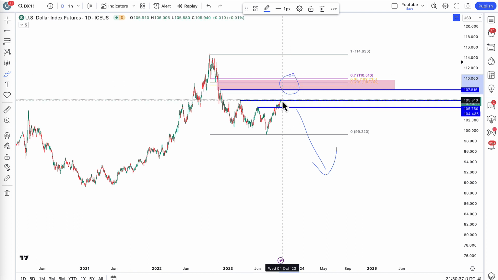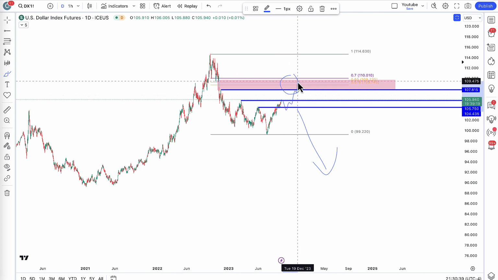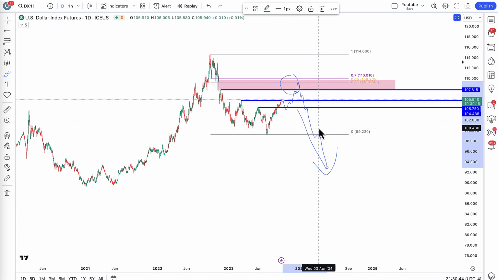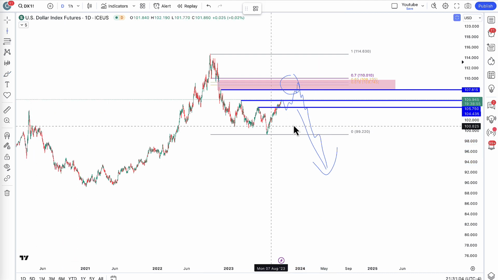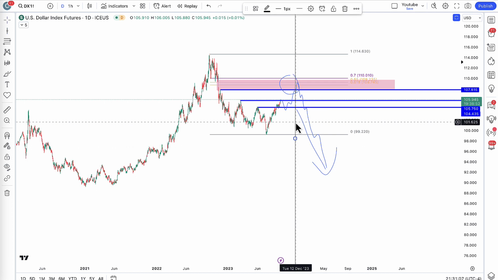Okay, so I don't know what it does here. Maybe it pulls back, maybe it continues higher, and then if it can reverse and continue lower, that is what we're looking for ideally. So that potentially brings us to a situation where we could still be seeing some more downside in the markets, right?